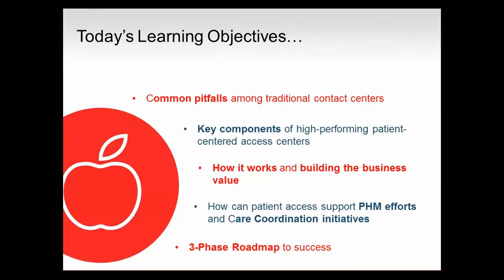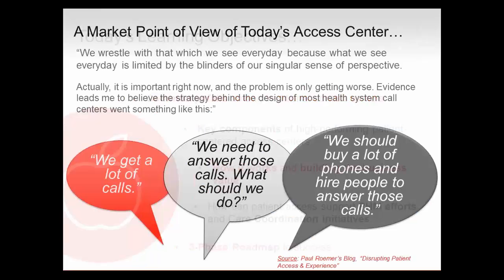And then how does that solution work? What are the elements behind it that drive the solution, and then how do you build the business value around that solution as well, in terms of identifying the value and being able to articulate that within your organization. And then how do you tie the access center into your population health management overall strategy and care coordination initiatives? Those things tend to need to work together to drive an effective patient engagement strategy. And then finally, what's an easy three-phase roadmap that you can follow to start to implement some of these initiatives and objectives. So with that, I will step right in.